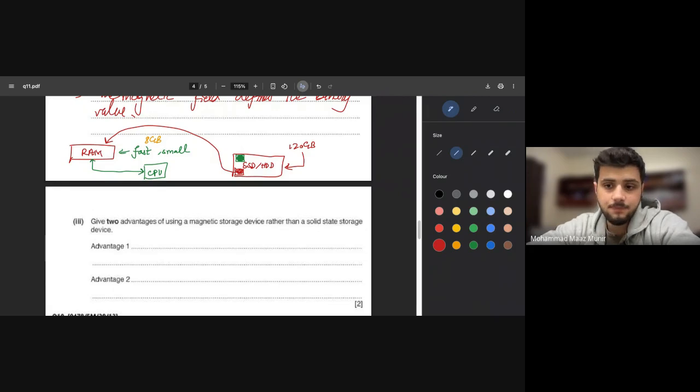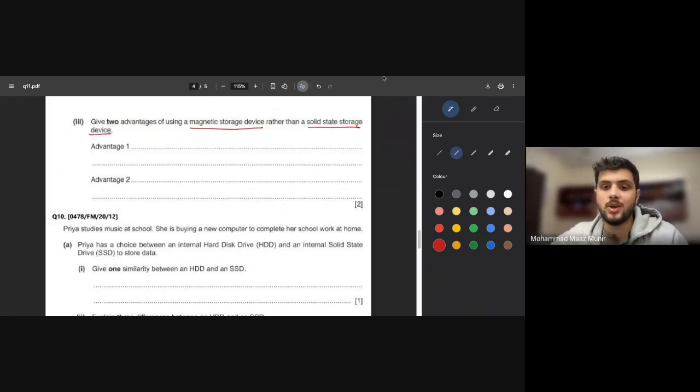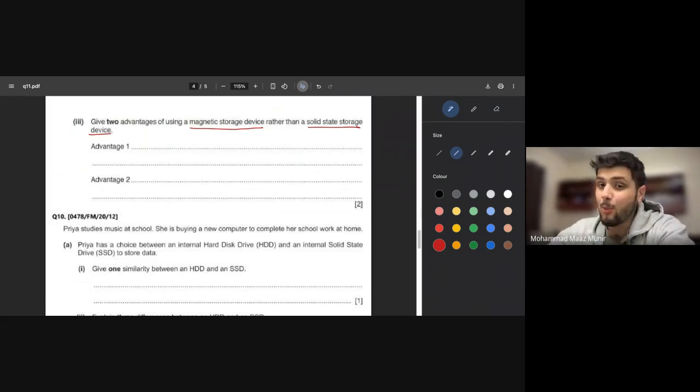So don't worry. Now, continuing, the third part says: give two advantages of using a magnetic storage device rather than a solid state device. Usually the question comes the other way around, where it asks why a person should go with SSD rather than hard disk, for which we have ample reasons, the one which we even stated in the previous one regarding the phone mobile device. But now we need to talk about why we should go with a magnetic storage device rather than SSD.